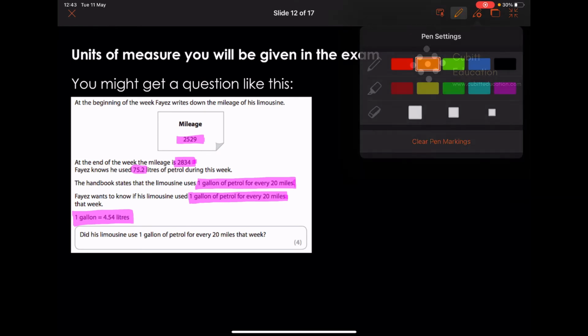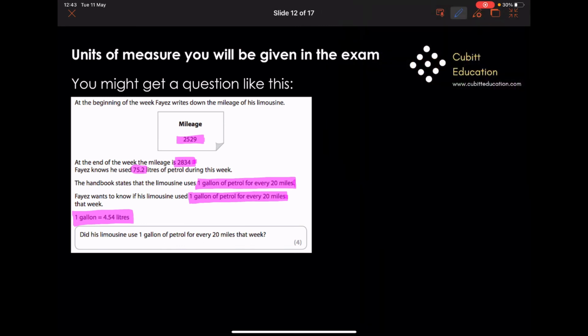Let's do that in blue. Pause the video and have a quick go. Take your time, use the conversion that you've been given, and just be very careful.